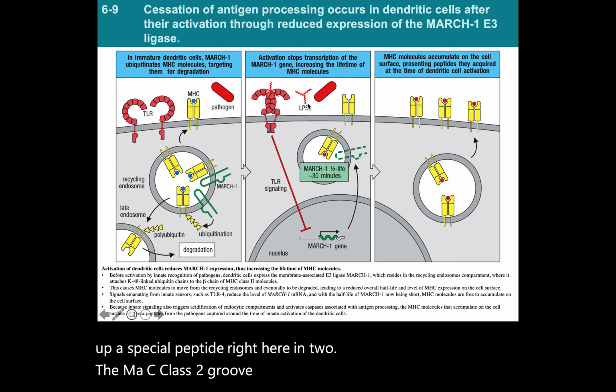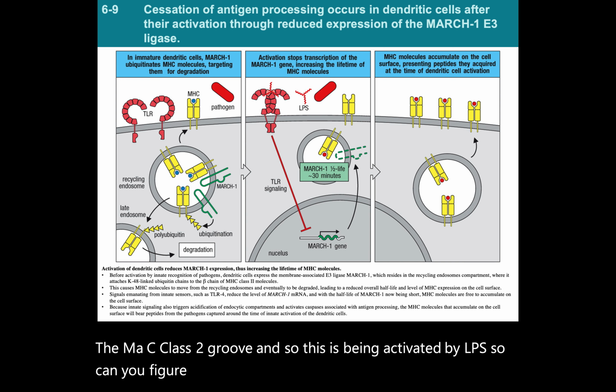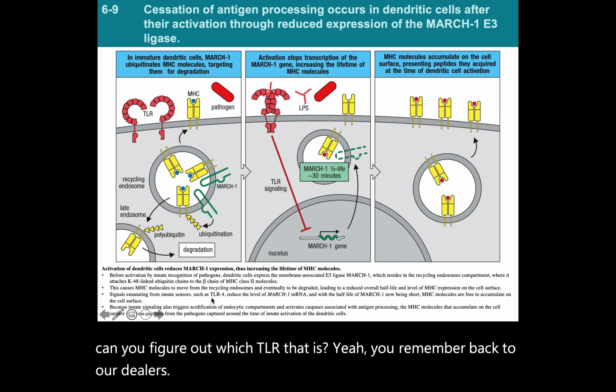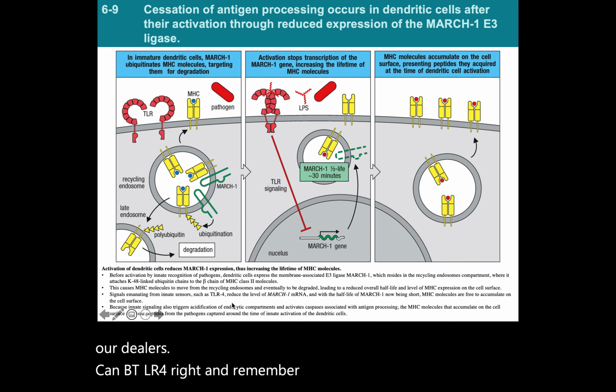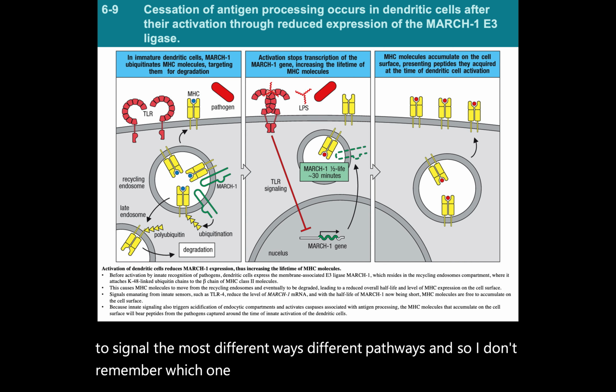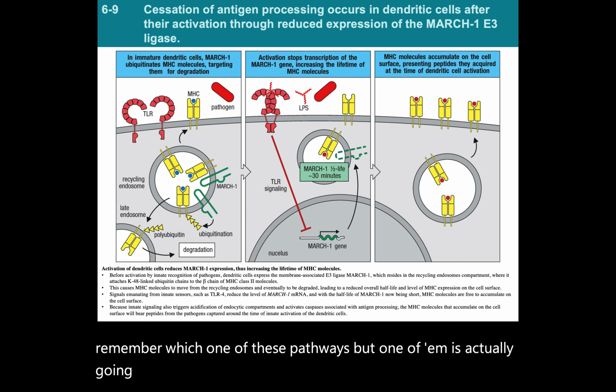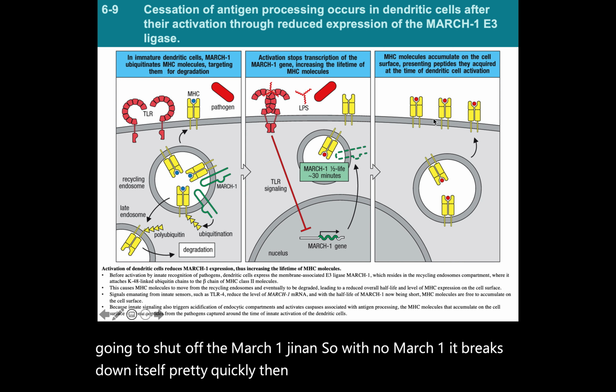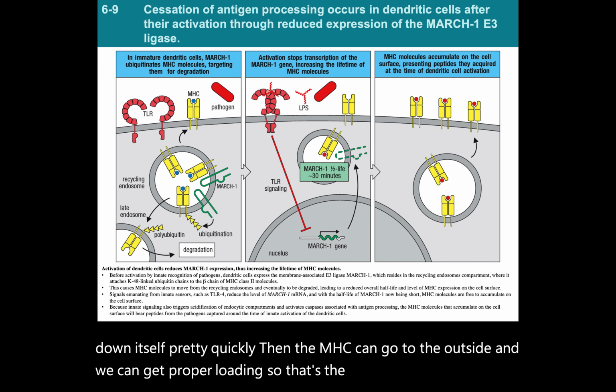And so this is being activated by LPS. So can you figure out which TLR that is? Yeah, you remember back to our TLRs? It's going to be TLR4, right? And remember, TLR4 was the one that was able to signal the most different ways, different pathways. And I don't remember which one of these pathways, but one of them is actually going to shut off the March1 gene. And so with no March1, and it breaks down itself pretty quickly, then the MHC can go to the outside and we can get proper loading. So that's the entire MHC story.